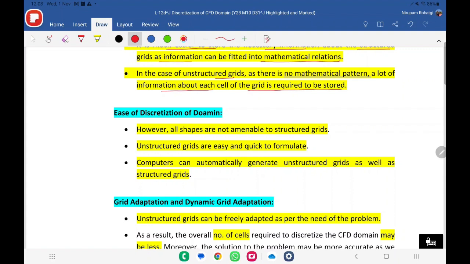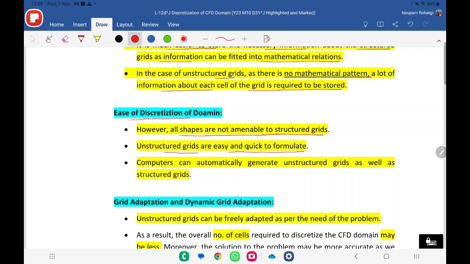Okay. Now, ease of discretization of domain. However, all shapes are not amenable to structured grids. For all types of domains, you cannot put them in the structured grids. But you can have a mix of structured plus unstructured grid, that you can do. Unstructured grids are easy and quick to formulate. Unstructured grids are quick, because they are done by computer.